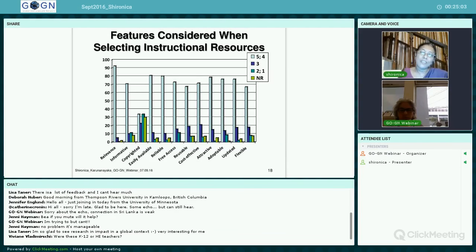Then we also thought about asking them what are the features they considered when they select instructional resources. So it's very interesting to see. Now you can see the columns with the highest averages: relevance, being informative, reliability, freely available, reusable, cost effectiveness, and so on.